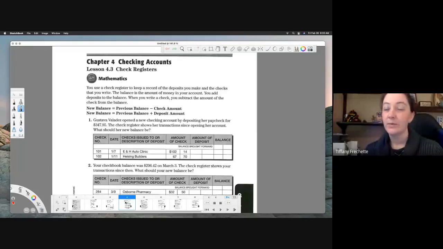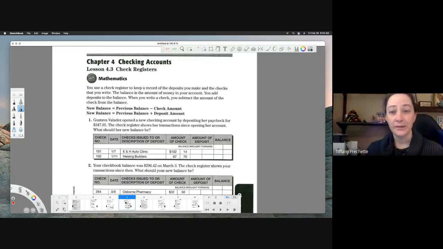Hello again. We are in Chapter 4 for Business Math, which is called Checking Accounts. This is Lesson 3.4, Check Registers. So we learned about making deposits in Section 1. Section 2 is about writing checks. And now we're going to learn about check registers, keeping track of our checks.